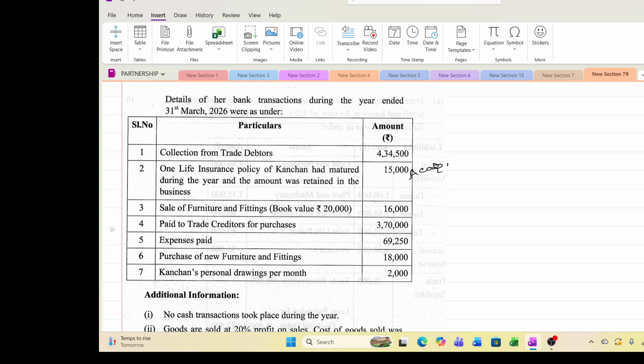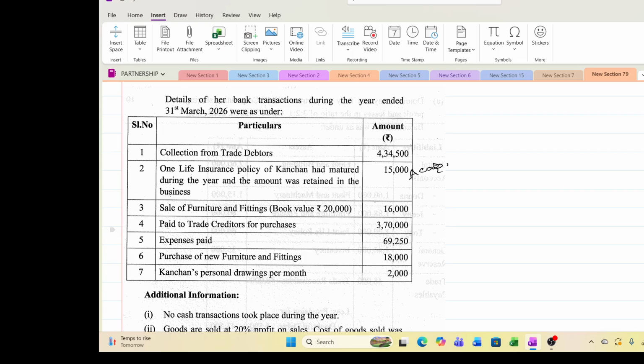Sale of furniture and fittings, they have given some sale, and paid to creditors. They didn't give the credit purchases, so we have to prepare the creditors account. Expenses paid and new furniture is also bought. So some furniture is sold, some furniture is bought, so you have to make a furniture account also.